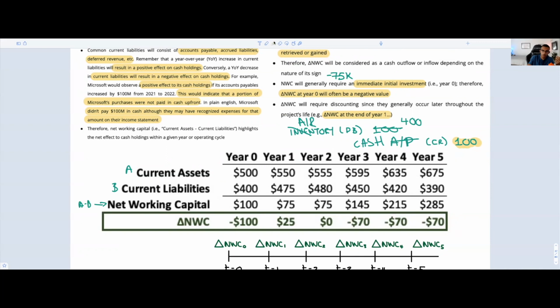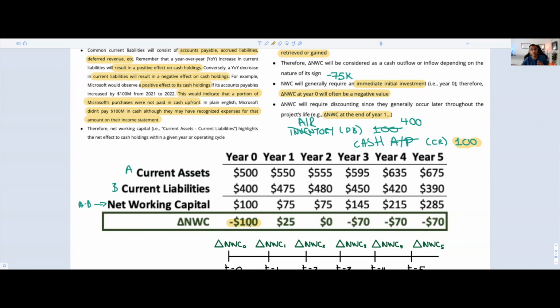And what's awesome is that the rule that I just mentioned, that immediate investment in NWC at year 0, that number is always going to be negative because you're just going to do 0 minus 100 type of thing. That's the framework that I want you to apply. So it's always going to be a negative value. You can either do it from a math perspective or just from a rule perspective.